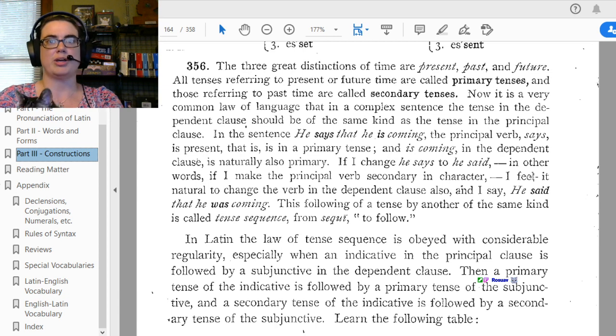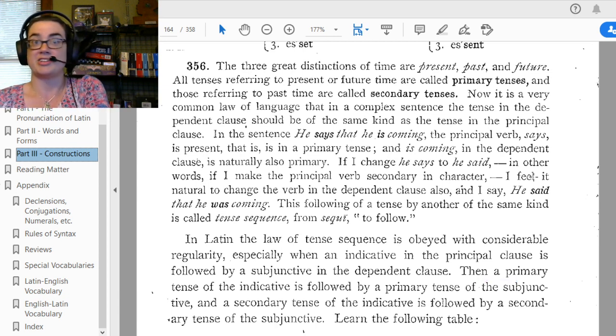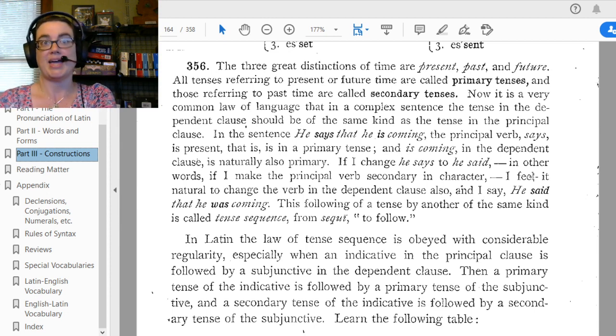So this following of a tense by another of the same kind is called a tense sequence, or sequence of tenses. In Latin, the law of tense sequence is obeyed with considerable regularity, especially when an indicative is the principal clause.